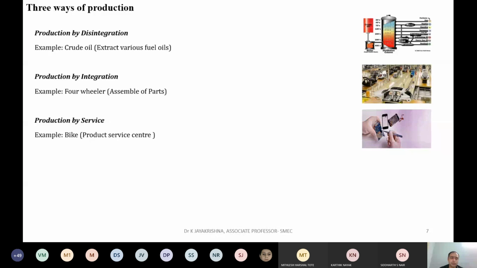The next case is production by service. You have a bike service center, your mobile service center, your service center for all your electronic products. All these can be called production by service. Even hospitals, schools, and colleges come under production by service. They do some service, and because of that they are doing some production activity, which is called productive activity. So now we know the three ways of production: production by integration, production by disintegration, and production by service. Are you clear with this? Yes, sir. Okay, good.